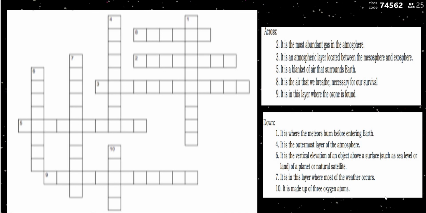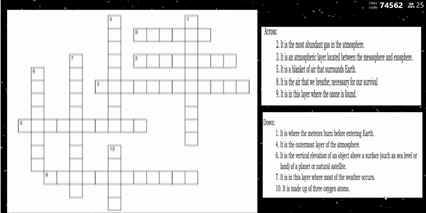Let's have it. Number 2, it is the most abundant gas in the atmosphere. That's nitrogen. Number 3, it is an atmospheric layer located between the mesosphere and exosphere. That is thermosphere. Number 5, it is a blanket of air that surrounds Earth, atmosphere. It is the air that we breathe necessary for our survival, oxygen. And number 9, it is in this layer where the ozone is found, stratosphere. For down part, it is where the meteors burn before entering Earth, mesosphere. And number 4, it is the outermost layer of the atmosphere, exosphere.